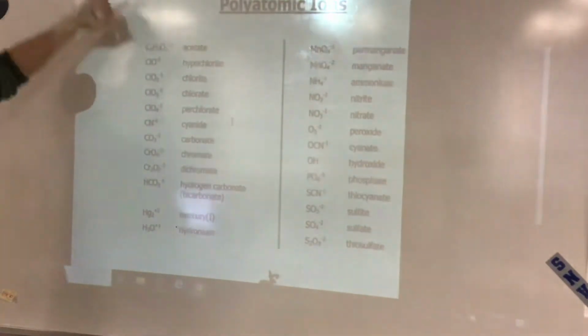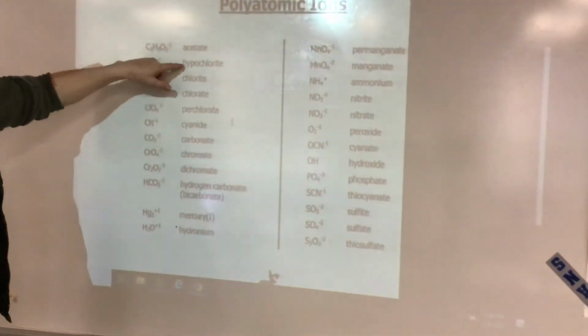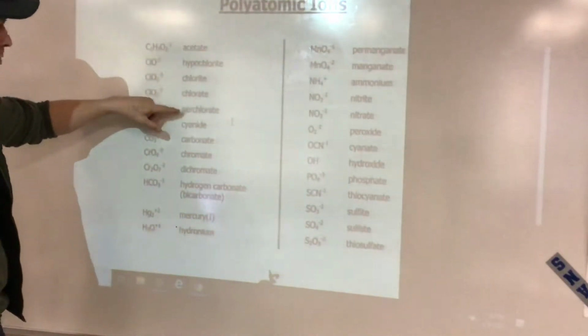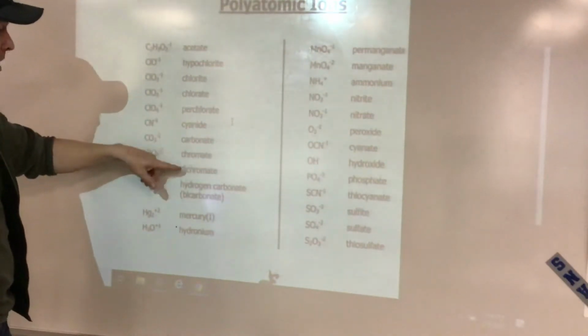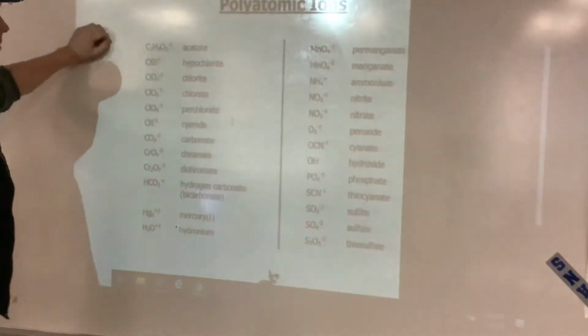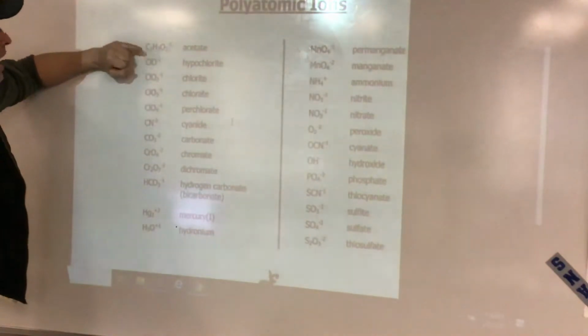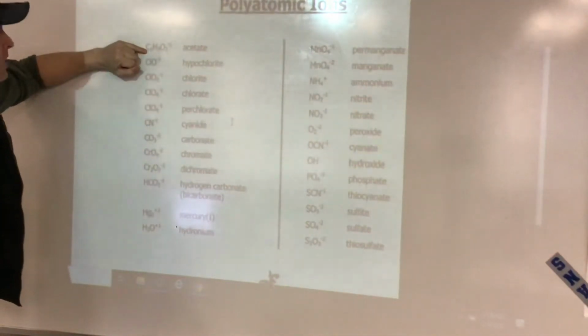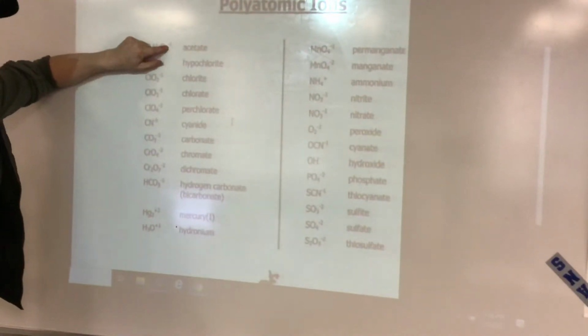So these are the ones we're going to use to practice with here: acetate, hypochlorite, chlorite, chlorate, perchlorate, and so on. Cyanide, carbonate, chromate, dichromate. So these are the names, and here are the little compounds. You notice, for example, acetate is made up of C2H3O2 with a -1 charge.